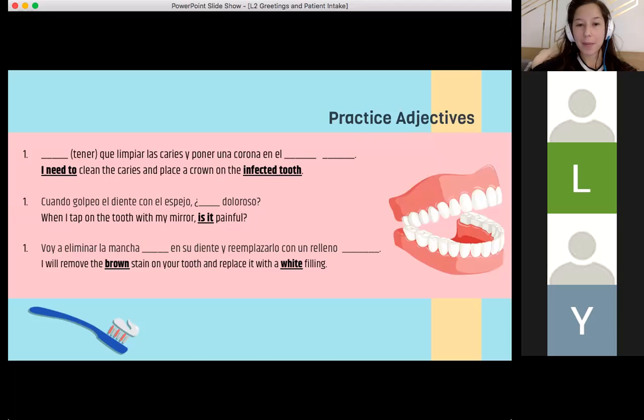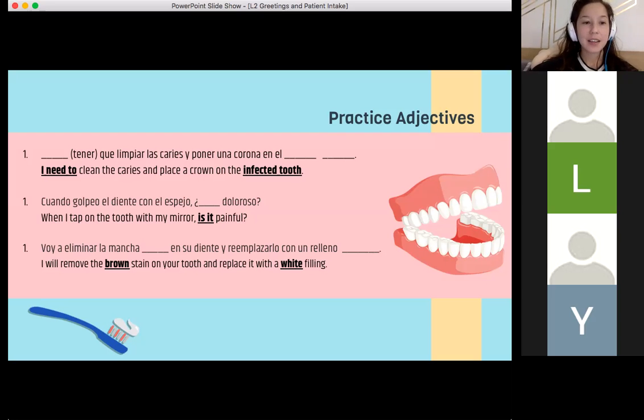And if anyone remembers their colors, how would you describe brown stain and white filling? And we have the words there for you. You just need to fill in the actual adjective. So for brown, would it be moreno? Moreno, yeah, moreno. La mancha morena. Well, it would be morena in this case because mancha is feminine. So la mancha morena. Oh, okay. Yeah. And then for filling, it would be blanco because filling is relleno, right?